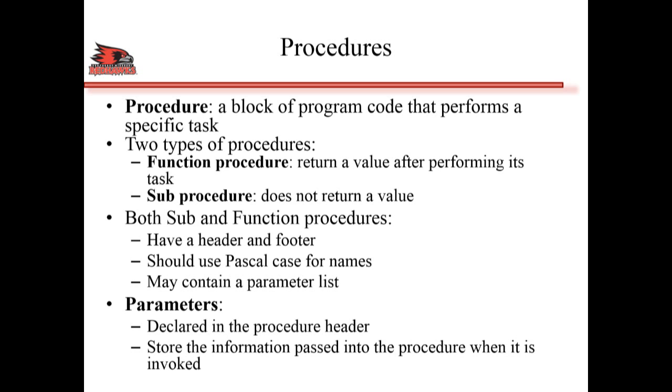But there are lots of similarities between them. Each of these has a header and a footer. Both of these use Pascal case for their names, and they may or may not contain a parameter list. A parameter list is like data which is used by the procedure to function. These parameters are generally declared in the procedure header, and they are information passed into the procedure when it is invoked, or when it is actually called in the program. So let's start by looking at the different sub procedures, and then we'll look at the function procedure.